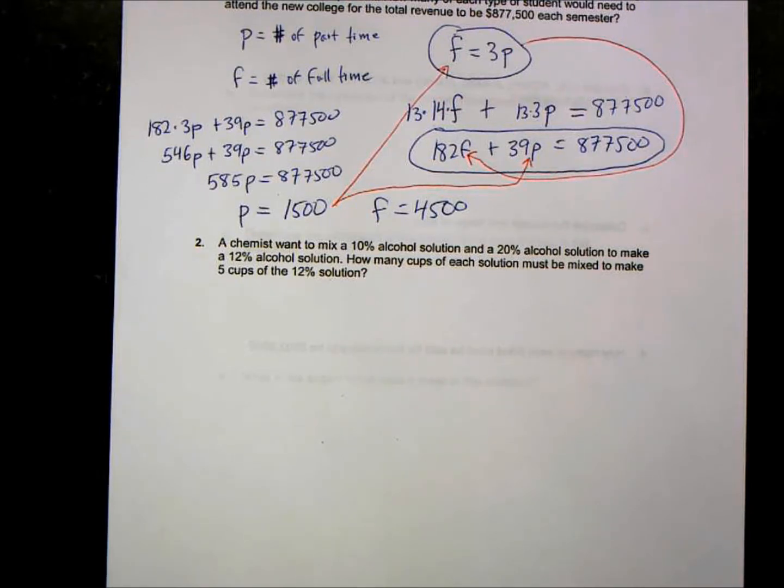A chemist wants to mix a 10% alcohol solution with a 20% alcohol solution to make a 12% alcohol solution. How many cups of each solution must be mixed to make 5 cups of the 12% solution?